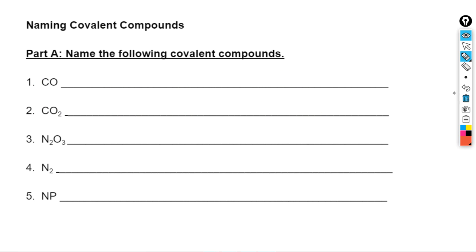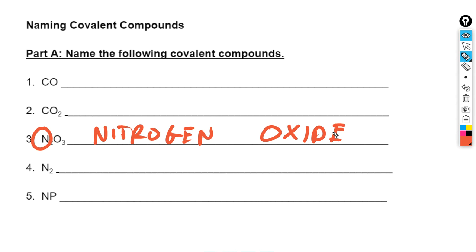And now for some new ones. So our first element here is nitrogen. Skip a space in case you need a prefix, oxide. Just like for the ionics. And now we've got to put in our prefixes. Do we have a prefix for nitrogen that's not 1? We do. So di, nitrogen, tri, oxide.